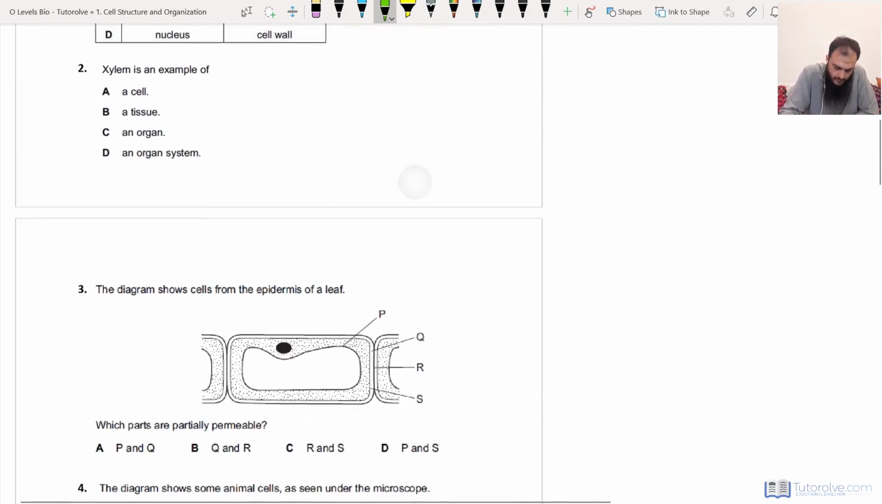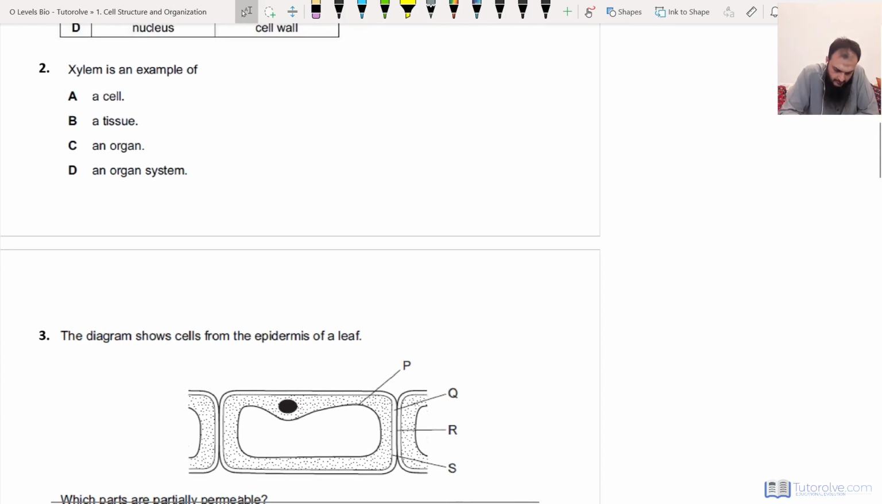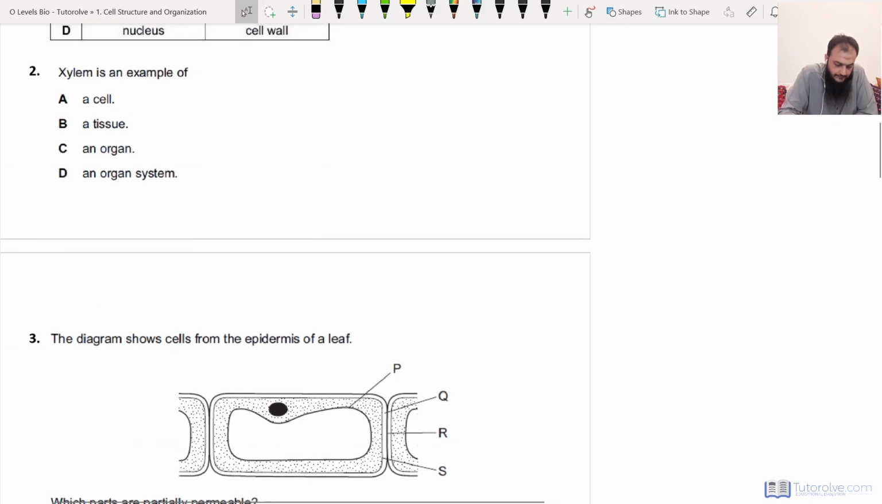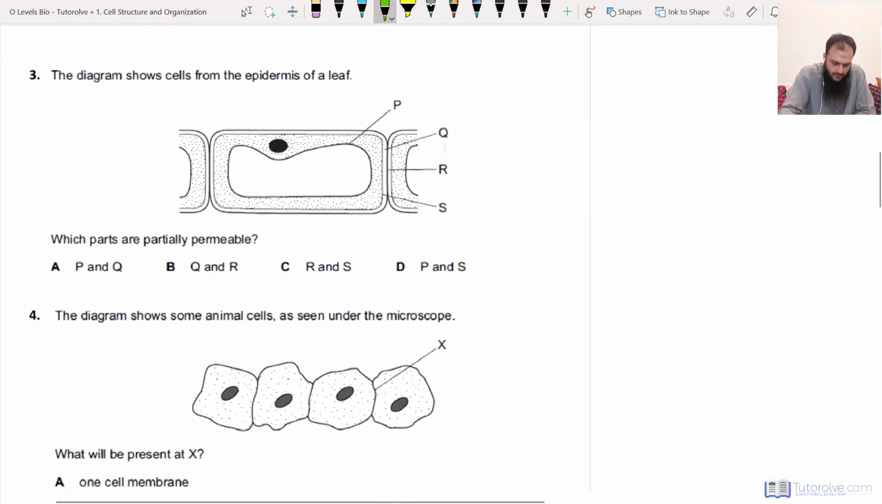Question number 2. Xylem is an example of A, a cell, B, a tissue, C, an organ, D, an organ system. Again, this question is from levels of organization. So xylem, of course, is not a cell. Neither is it an organ or an organ system. That was just a factual question. It's basically a tissue.